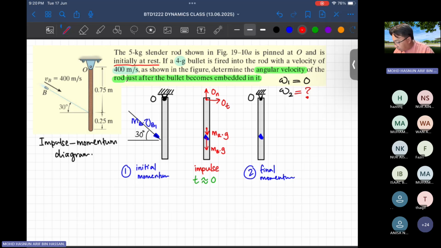Final momentum. Okay, so when the bullet is inside, what is going to happen? So the rod now, let's say this is point G, the center of gravity of the rod. So the rod will travel to the right. So when the rod travels to the right, it has momentum. This is linear motion. Let's focus on point G first. Linear motion of the rod, this is MR times VR2, V rod 2. And then we also have the bullet. Bullet will also travel to the right. So the bullet also has momentum, MB times VB2. Okay, MB VB2.